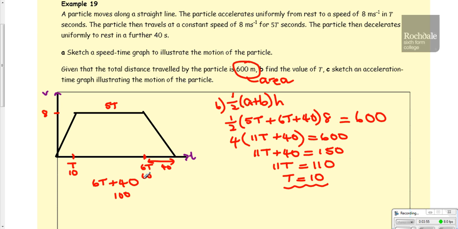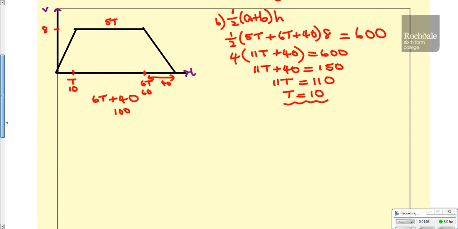Okay, so part C says sketch an acceleration time graph illustrating the motion of the particle. Well, if we think about what's happening at the beginning, the particle is accelerating. So in the first phase, the particle has an acceleration, and remember that's given by the gradient. The gradient is change in y, which is 8, over change in x, which is 10. So it's got a gradient of 4/5.